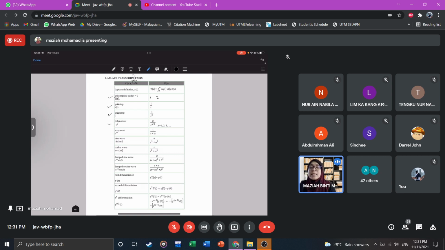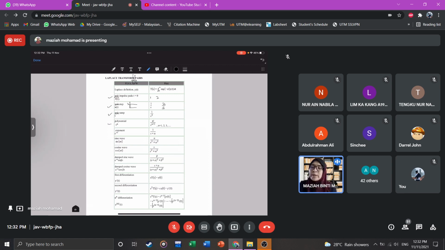Because it is a unit step input, in Laplace the function will become 1 over s. But if the unit is equal to 2, for example, then in Laplace it will become 2 over s. 1 over s when the unit is 1, the step is 1, right? So it is 1 over s. If the step input is 2, then the Laplace form will become 2 over s.